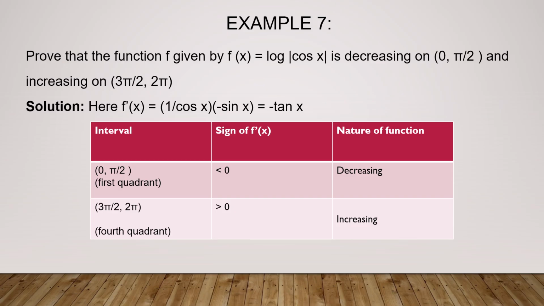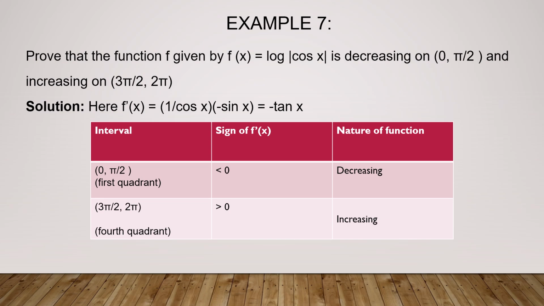Now over here, 0 to pi by 2 means it is the first quadrant. In the first quadrant, 0 to pi by 2, tan is increasing. Why? Again, all STC, in the first quadrant everything is greater than 0. So minus of tan x means minus into plus, which is less than 0.